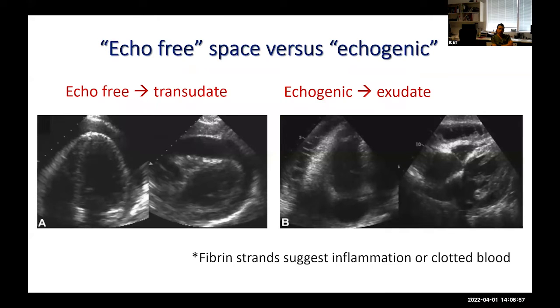So when we have an echo free space, as on the left, that is highly suggestive of a transudate, whereas you can see that there's lots of fibrin strands. That counts as echogenic and suggests that there's either clotted blood or inflammation in the pericardial space.